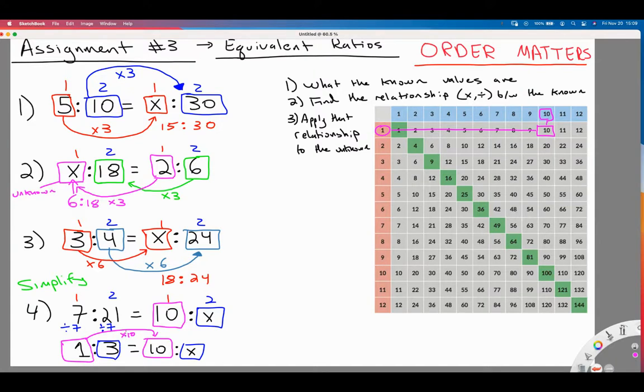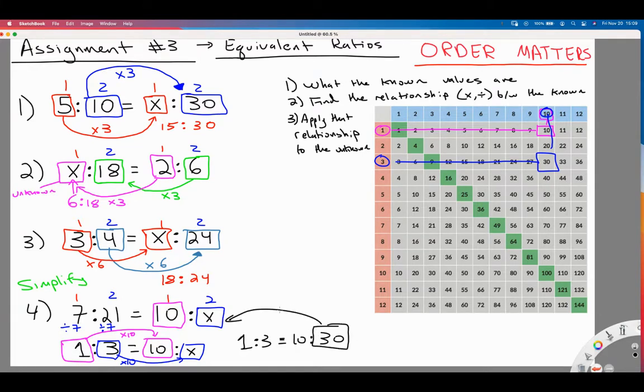So that means that we have to use that same rate, which is times 10, and apply it to that last term in the ratio. So it would be 3 times 10, and 3 times 10 meets up at 30. So completing this ratio here, we'd have 1 to 3 is equivalent to 10 to 3 times 10, which would be 30. And 30 would be your missing value.